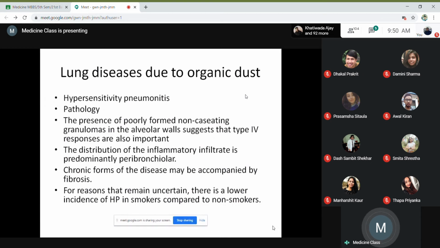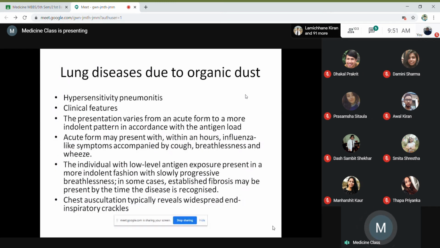The presence of poorly formed non-caseating granuloma in the alveolar wall suggests the type 4 response is also important, and the distribution of the inflammatory infiltrates is predominantly peribronchial. Chronic forms of the disease may be accompanied by fibrosis. For some reason, there is a lower incidence of hypersensitivity pneumonitis in smokers as compared to non-smokers. So non-smokers are more prone to get hypersensitivity pneumonitis than smokers.